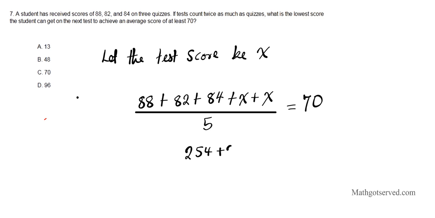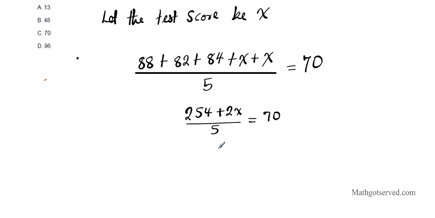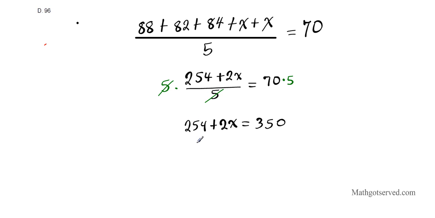So we're going to have 254 plus x plus x, which is 2x, so 254 plus 2x over 5 equals 70. Now to get x by itself, we'll get rid of the 5, the 254, and then the 2. It's like solving an algebraic equation. Multiply both sides by 5 first. The 5 cancels, so we have 254 plus 2x equals 350. Then we subtract 254 from both sides, and we have 2x equals 96.